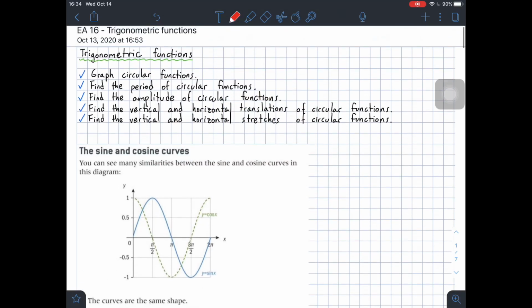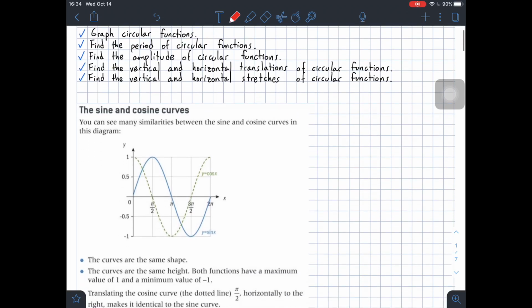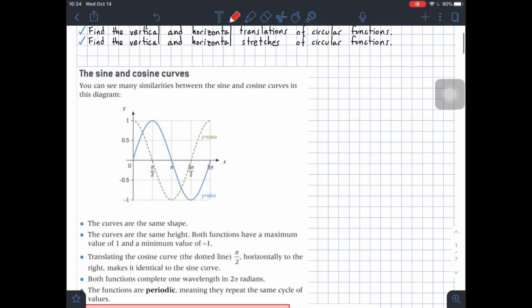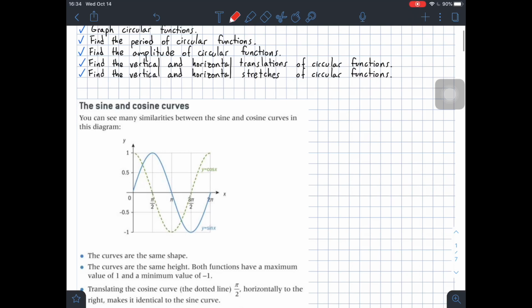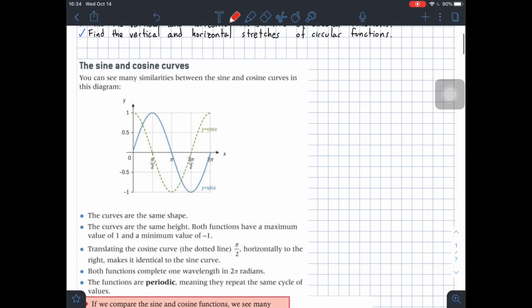So basically we're going to study this type of function, the trigonometric or circular function, and how the different types of transformations apply to this function. The two basic trigonometric or circular functions are the sine and cosine functions. To start with, we're going to graph these two functions using our calculator: sine of x, and the second function would be cosine of x, just to see how they look.